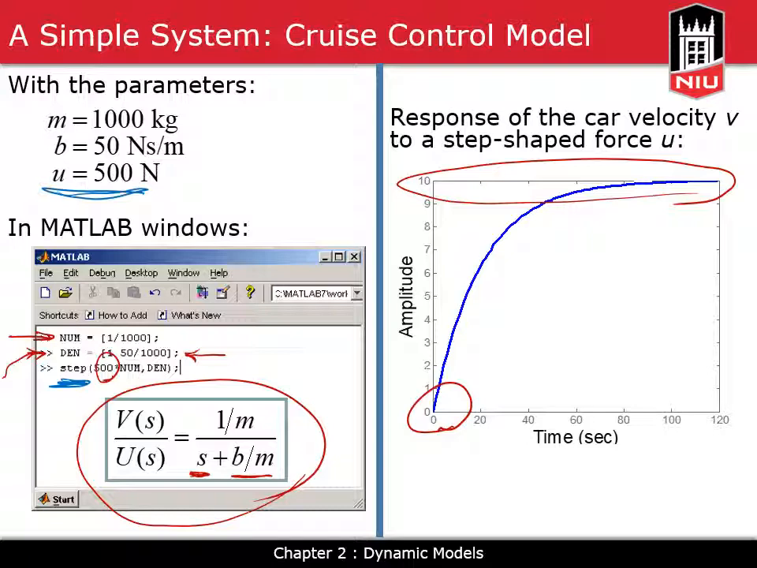How this value starts from 0 and ends at its final value will depend on the dynamics of the system. It could go faster, it could go slower, it could have overshoot, ups and downs, it could have oscillations or not. There could be different final values for the velocity. These will all depend on the dynamics of the system, or in other words, depend on the transfer function.